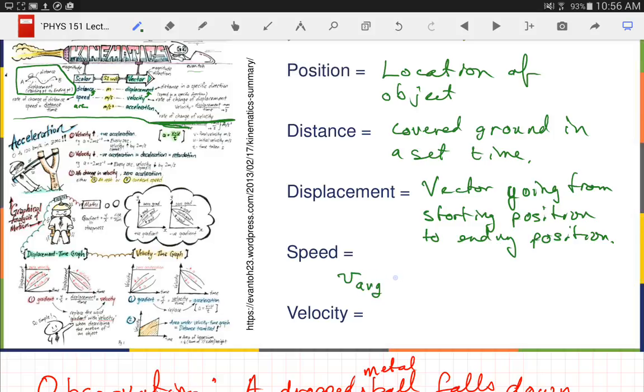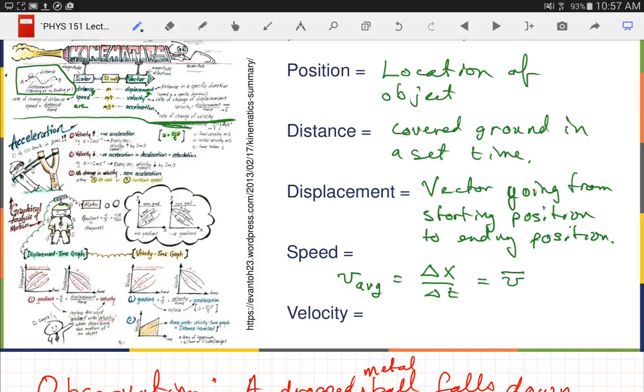the average speed is equal to delta x over delta t. Now our textbook, instead of putting v with a subscript of avg, how does it indicate average? It puts a bar over it. So our textbook would have written this as v with a bar over it. So that's the average speed. It's the average speed over this time of delta t.